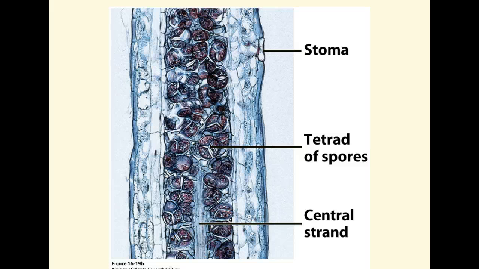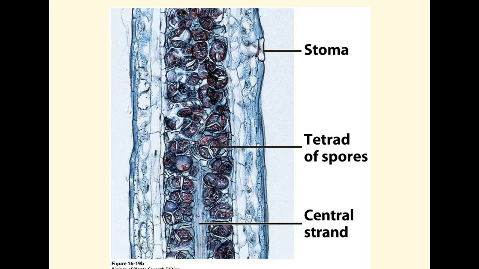So tetrad meaning a group of 4, right? If it's 4 cells together, what cellular process is that usually indicative of? Meiosis, right? Because mitosis is only 1 division. Meiosis is 2 divisions, and you end up with 4 cells. So if you have a difficult time remembering the different processes, just remember that with a tetrad of spores, that sporophyte actually underwent meiosis in order to produce those spores.